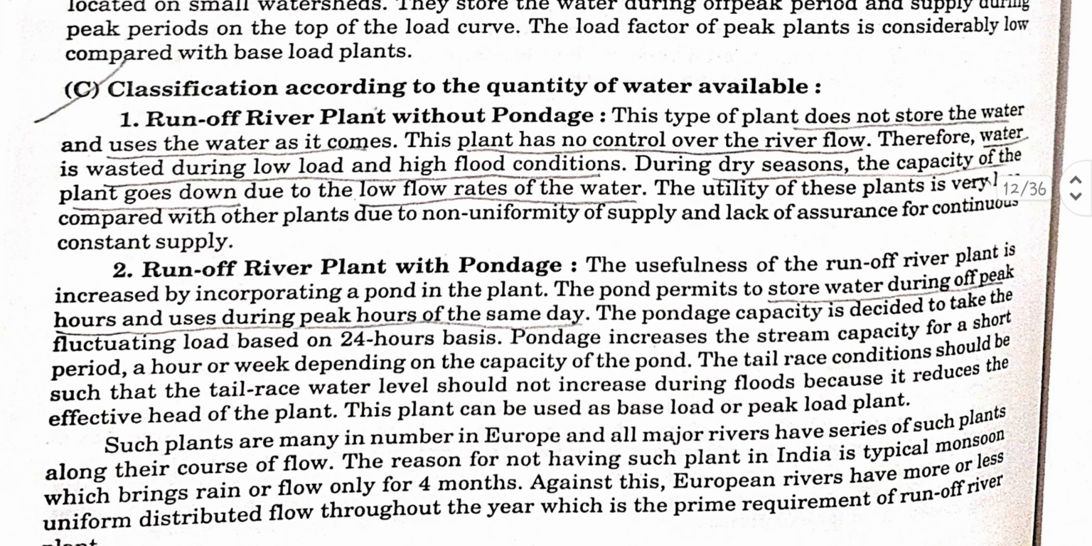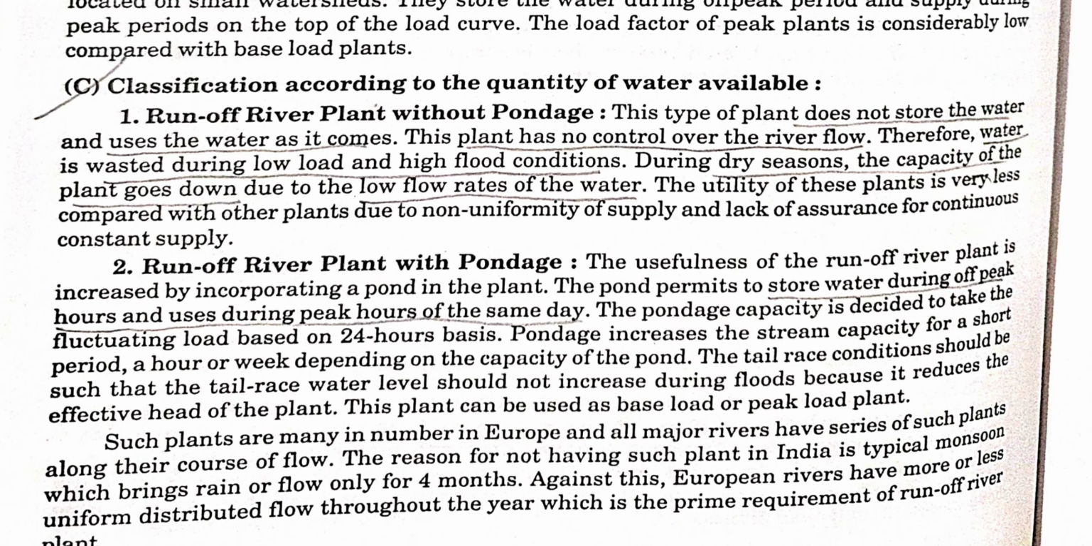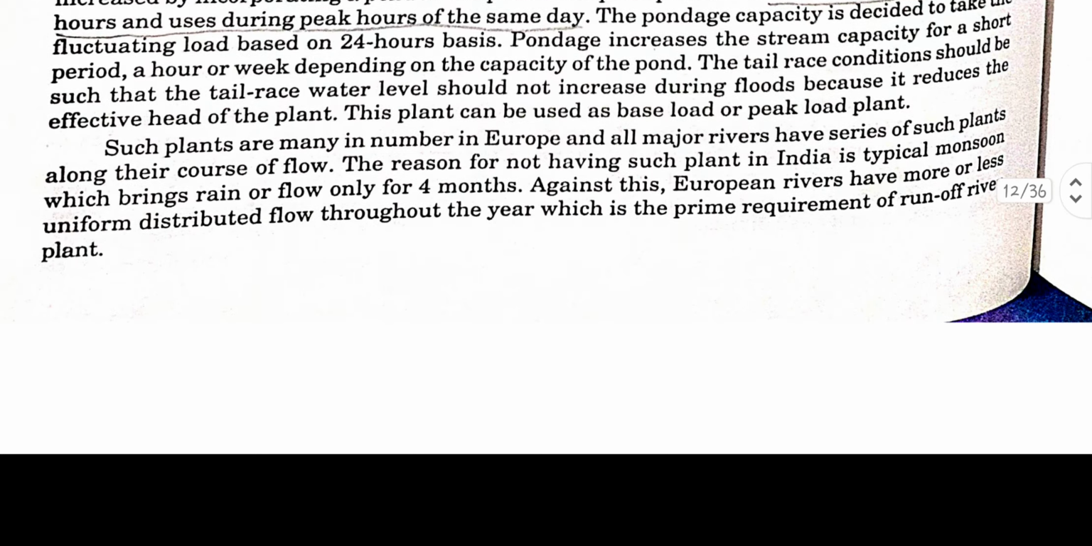Next point is the run of river plant with pondage. In this, the usefulness of the run of river plant is increased by incorporating a pond in the plant. The pond permits storing water during off-peak hours and using it during peak hours of the same day. So this is the second point: run of river plant with pondage.